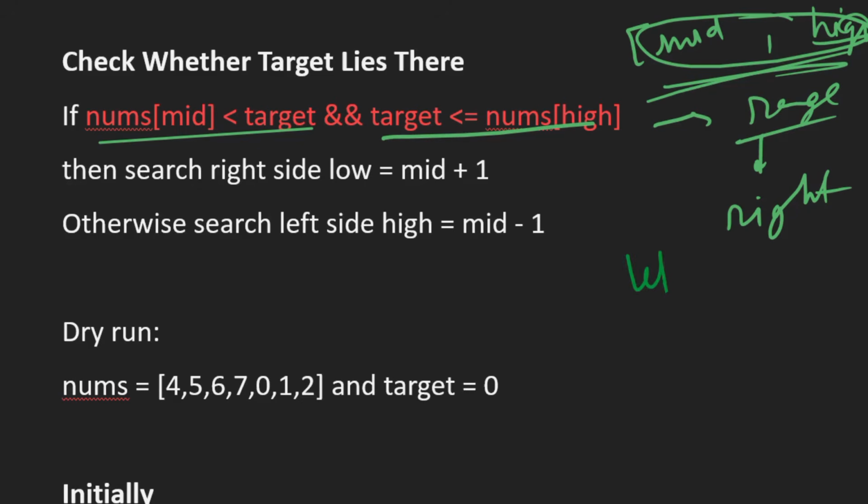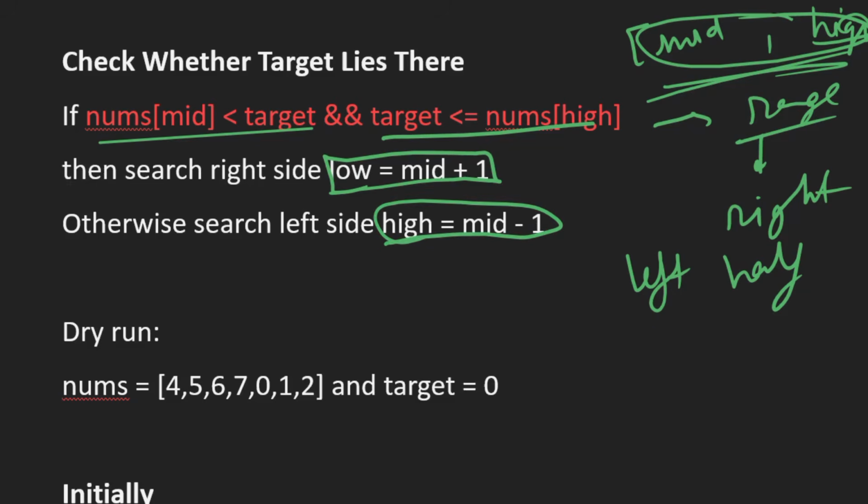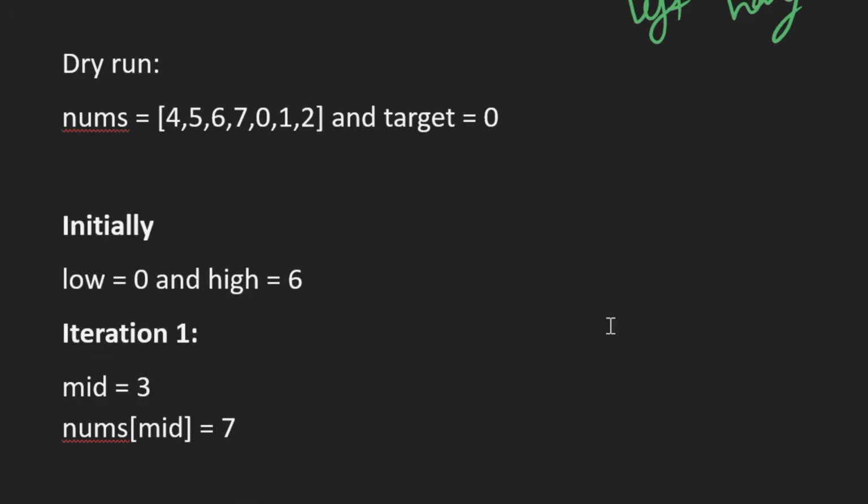That means we have to discard our left half. So we shift low is equal to mid plus 1 to discard our left half. But if this condition doesn't satisfy, that means our target is in the left side, so we discard our right half. So we shift high is equal to mid minus 1, right? So these are the two cases that we have to look at.